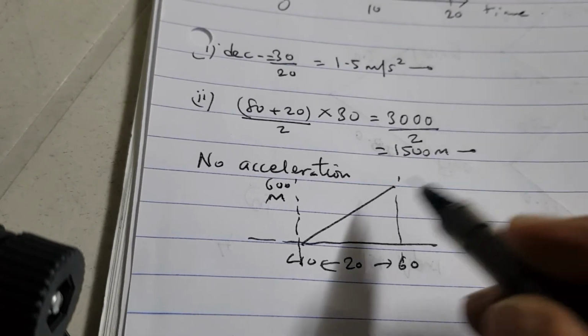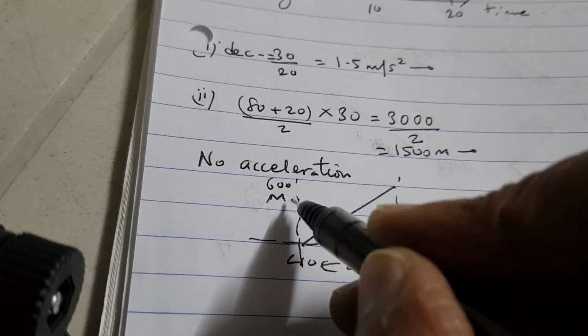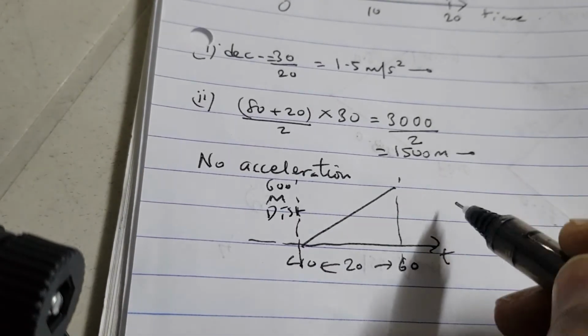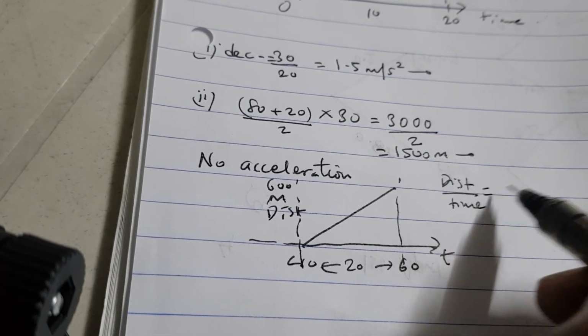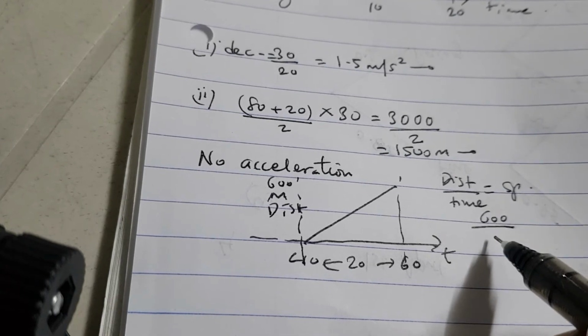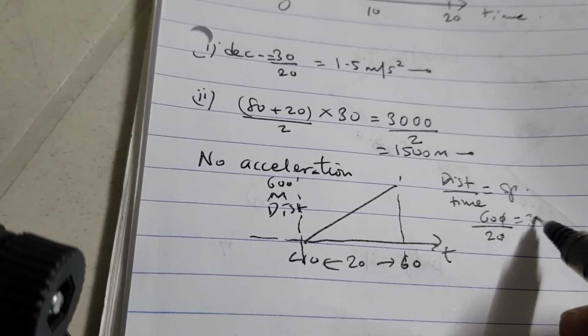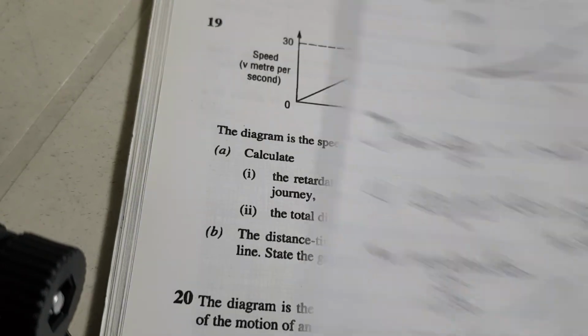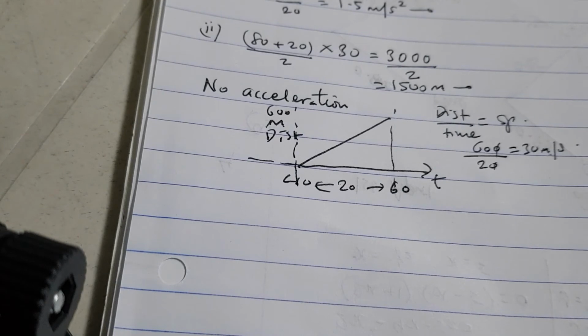And what is the gradient? The gradient is the distance divided by the time. Time and then distance. So distance over time is the gradient here, and distance over time is basically speed. So we got 600 divided by 20, that comes to 30, which basically corresponds to this speed here, 30. So therefore, the gradient is 30.